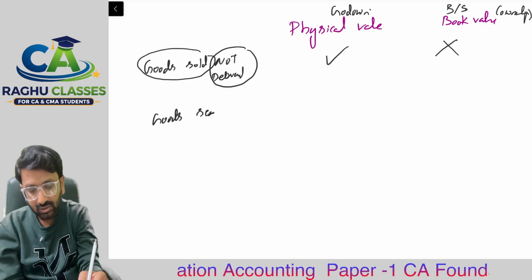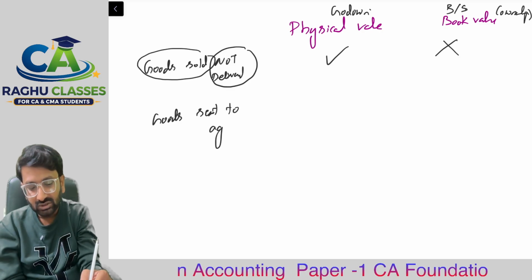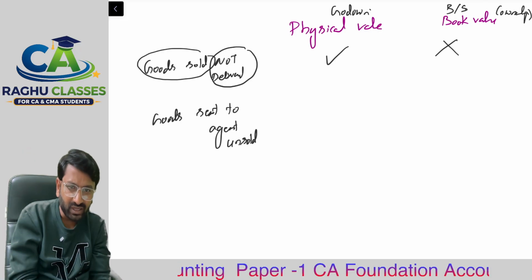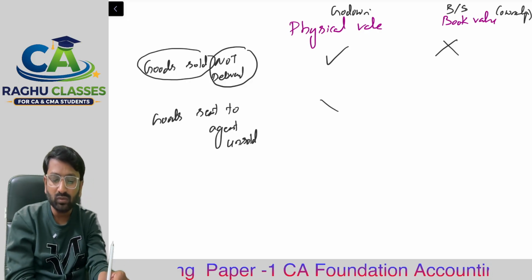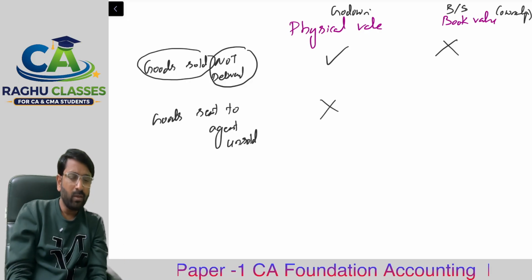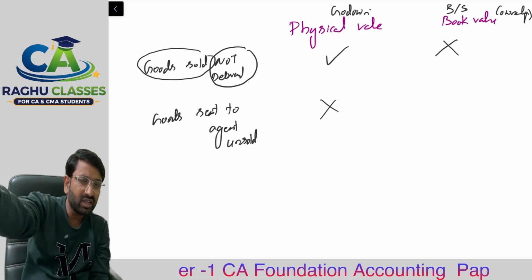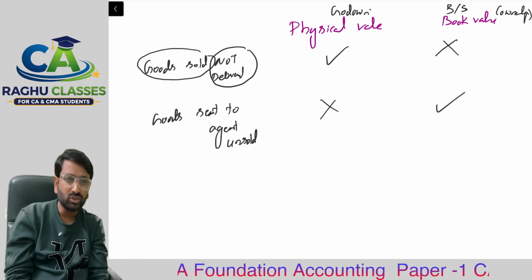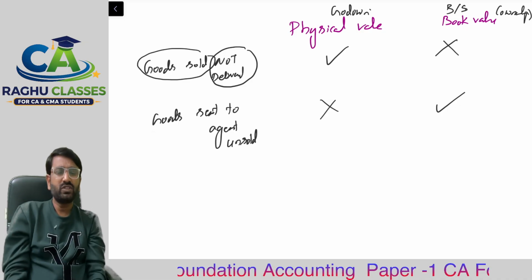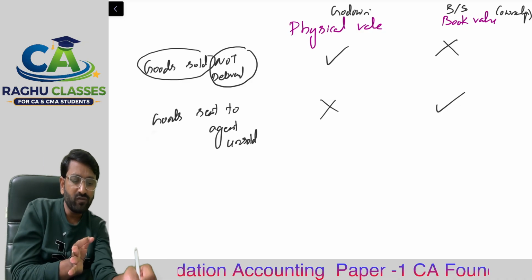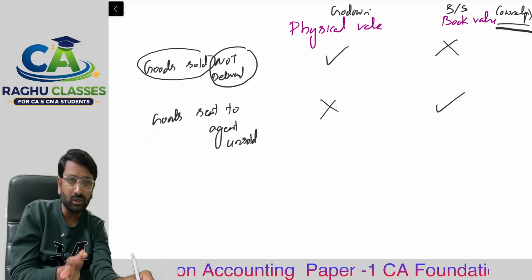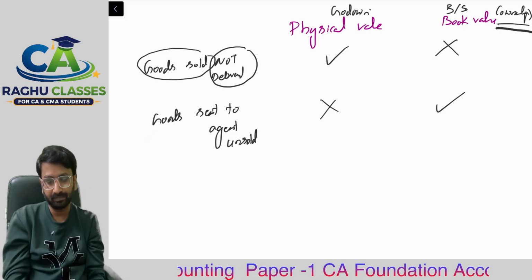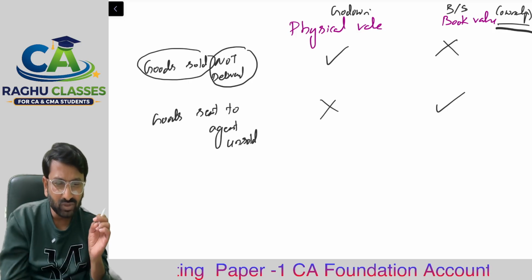Goods sent to agent, which are lying unsold. If the goods are sent to the agent, can I say it's not there in the godown? So physically it is not there. But if it is lying unsold with the agent, can I say I'm the owner of that item? If I'm the owner, it's a part of my book value that should come in the balance sheet. Which means whenever I say book value, our focus is mainly on ownership. It's not on the physical possession of the item. We focus on the ownership of the item. Okay, so just keep this in mind.